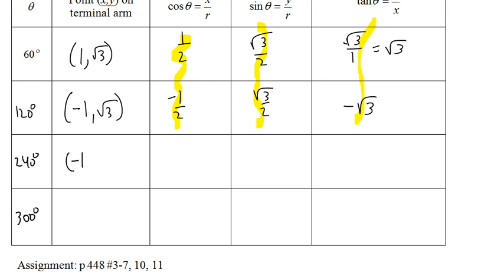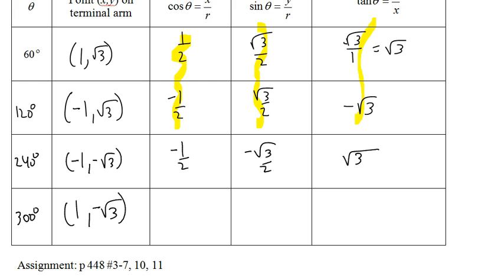At 240, my terminal arm's at negative 1, negative root 3, which means I get negative 1/2, negative root 3 over 2, and positive root 3. And this guy's going to give me 1, negative root 3 as the point on the terminal arm. So cos is going to be 1/2, sine negative root 3 over 2, and this guy's just negative root 3.